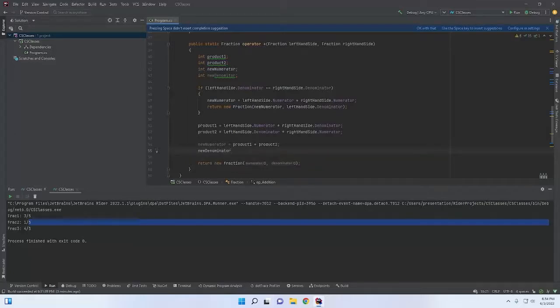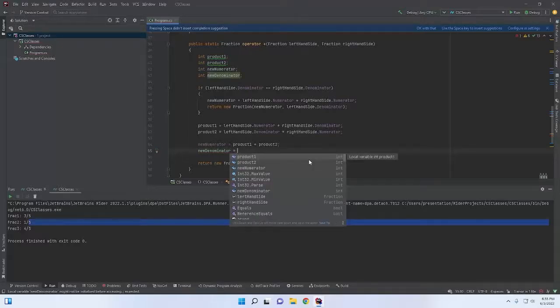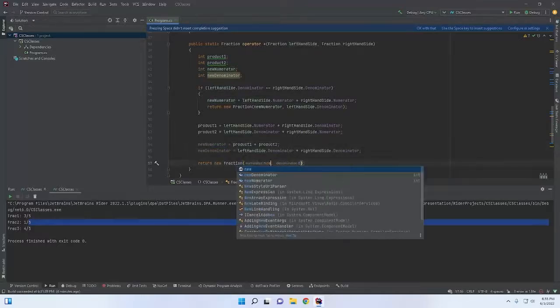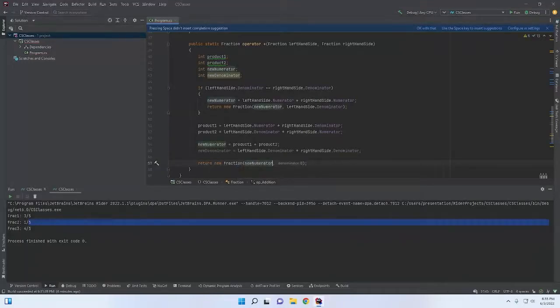denominator, misspelled denominator, did I not? Yes, I did. And so our new denominator is equal to the left-hand side denominator times the right-hand side denominator. So these are the two values that make up the new fraction. And so now we return the fraction new numerator, comma, new denominator.